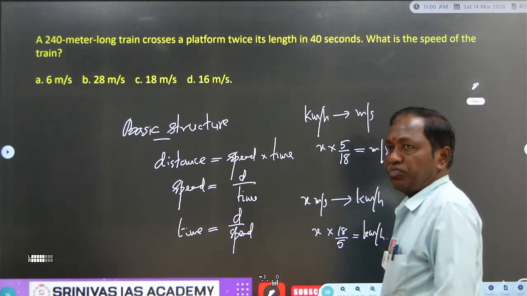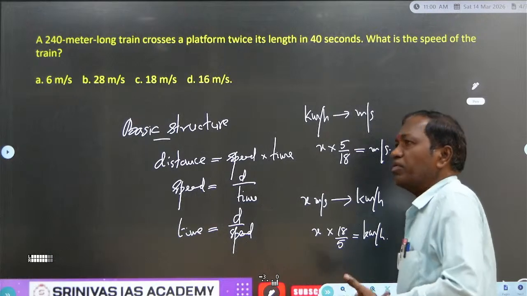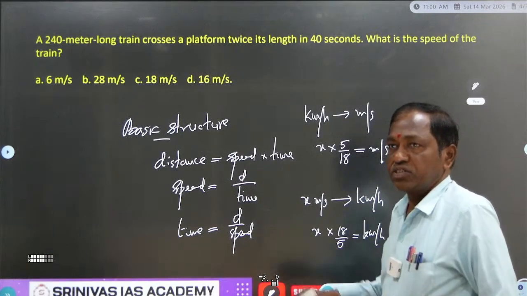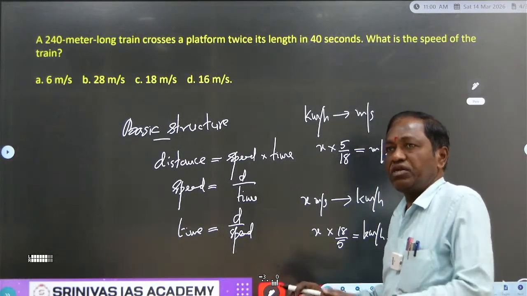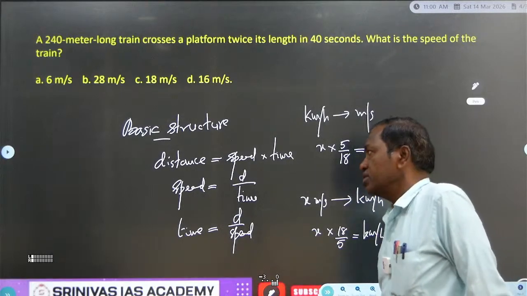This is general information. Sometimes this formula may not be applicable to a certain question. That's a different fact. But in general, we have to look at these things.